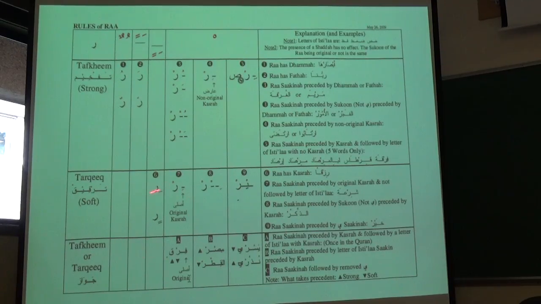Now number 7 is similar to number 4, except that it is an original kasra before the ra sakina. And let's see the example here. Ra sakina, number 7, preceded by kasra and not followed by a letter of isti'la, in the word shir'atin.